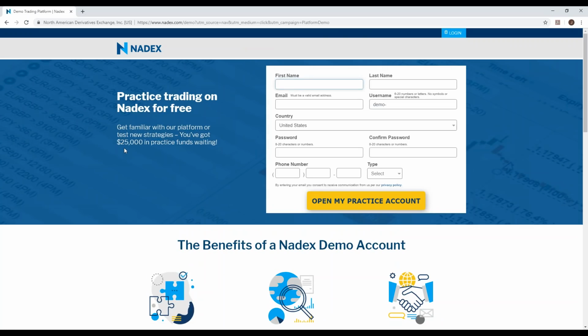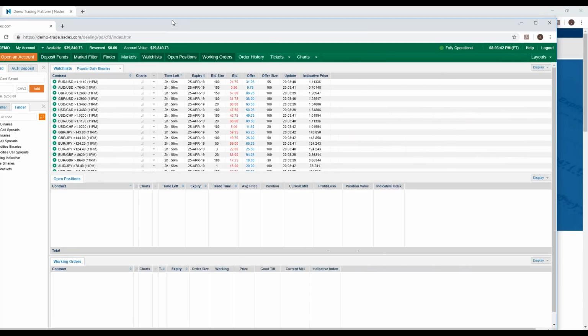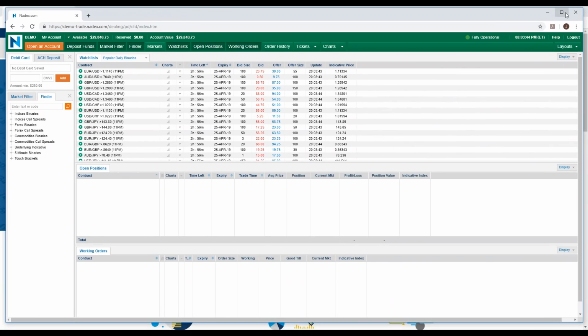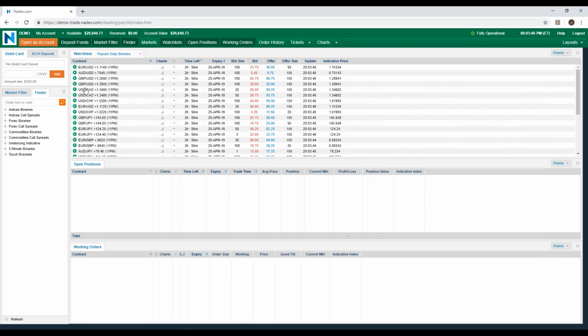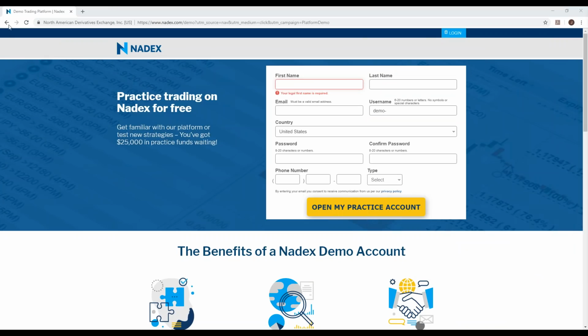If you're not aware, Nadex will give you a free $25,000 demo account. All you got to do is fill out some quick info, and you'll be able to hop right into a demo account. It's a great place to get familiar with Nadex, and get familiar with how the platform works and the different contracts work, and practice your strategies and systems. And that's what we're going to be talking about quite a bit tonight.